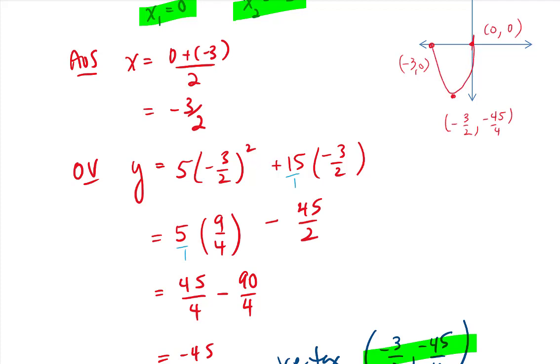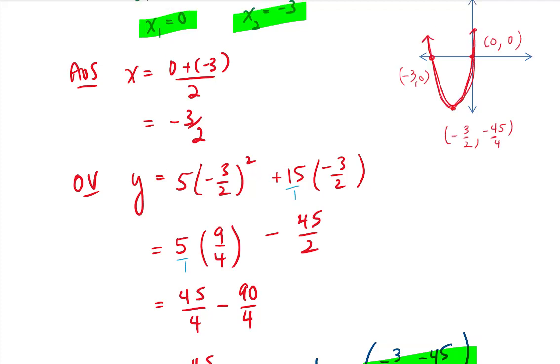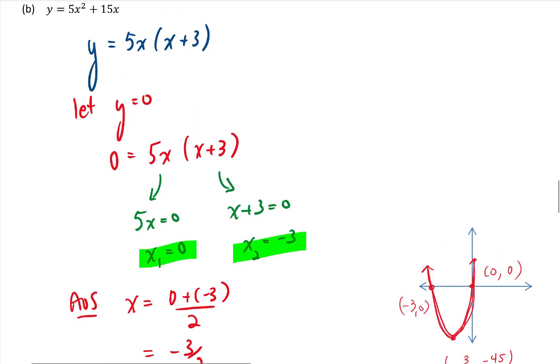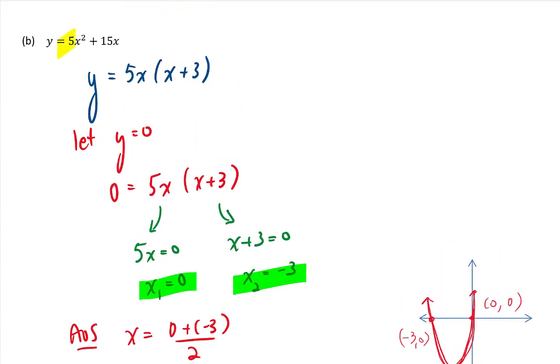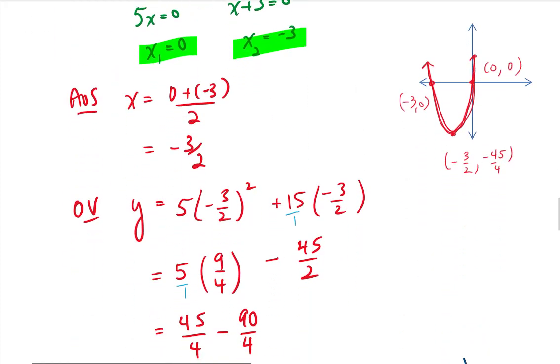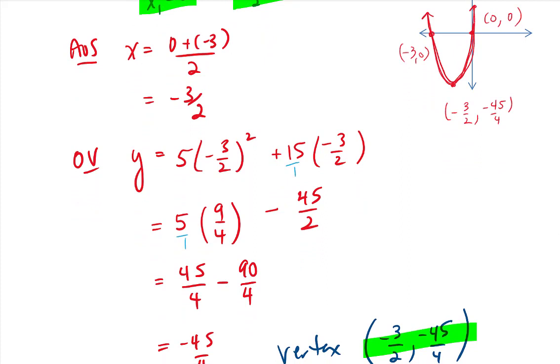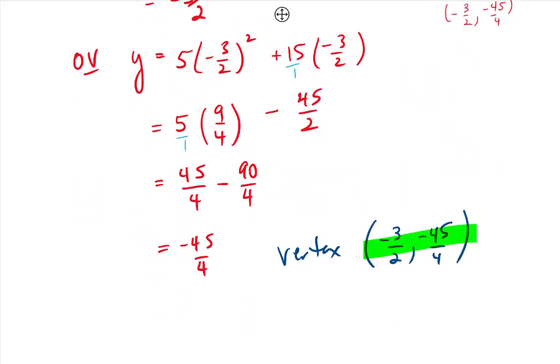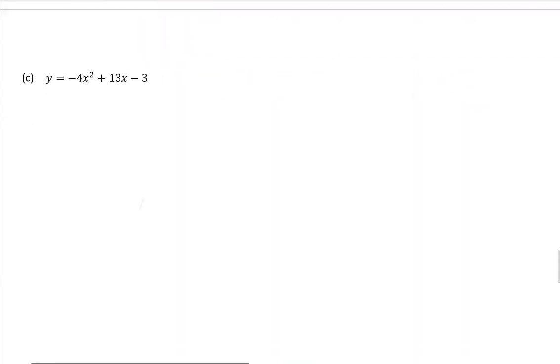Notice this time the parabola opens up. And that's great because our a value is positive and this parabola should open up. If we go back to the top, we saw our a value is positive 5, which means we have a parabola that opens upwards. All right, last one.